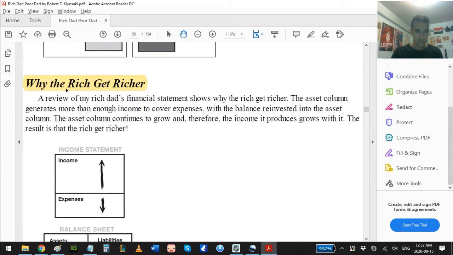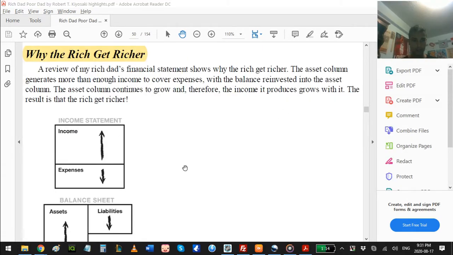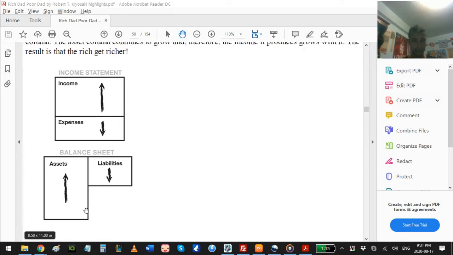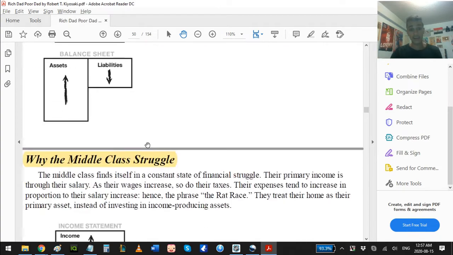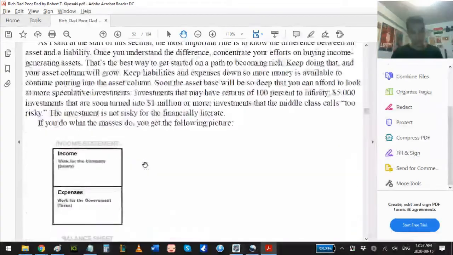Oh, yeah, this as well. So why the rich get richer. You can see here they're buying assets. Because they're buying assets, their income is going up. Because their income is going up, their liabilities are going down. And because their liabilities are going down, their expenses are going down. It's a compound effect. And compounding is something really big when it comes to investing. I'll talk about it in another video. But the more and more assets you get, the more and more income you're getting, the smaller and smaller your expenses are becoming. And the reverse goes for a poor person, which is lower down here.